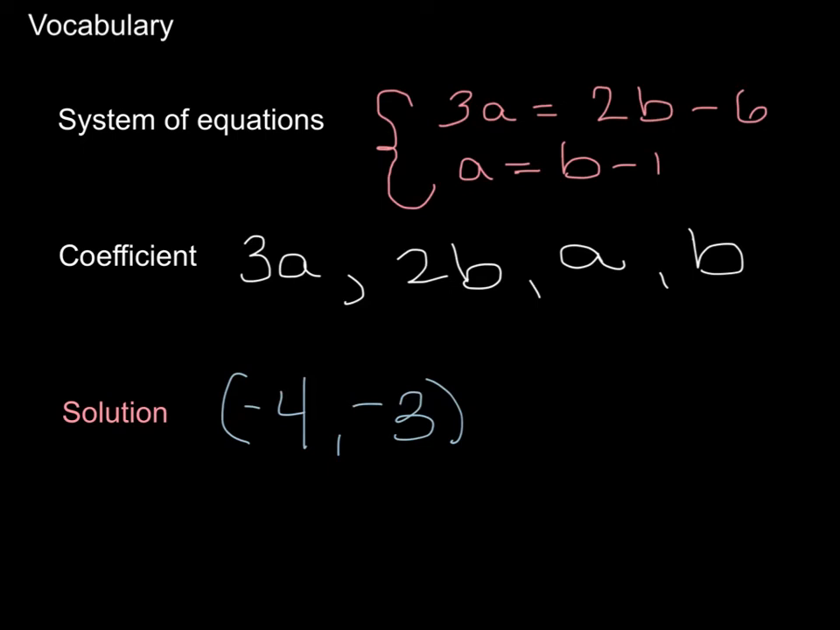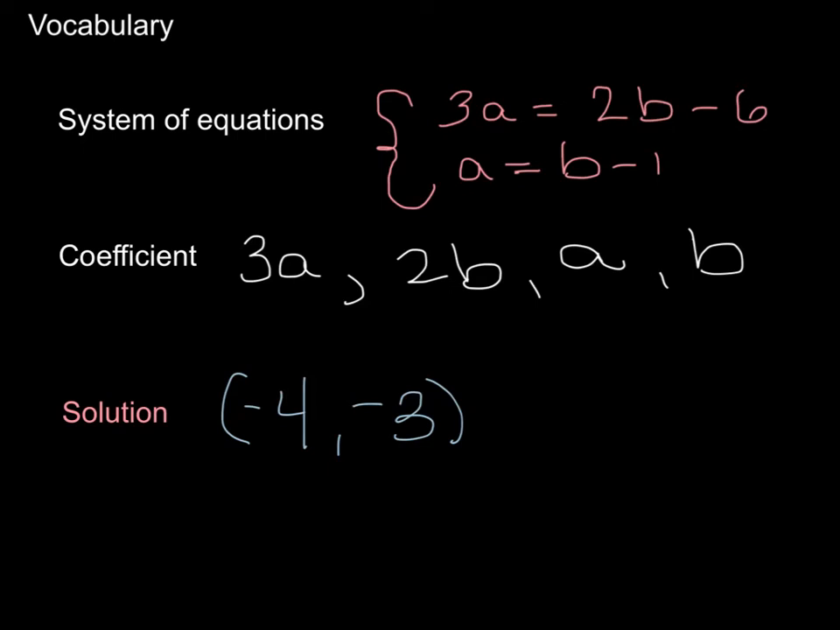The next thing that I need you to remember is this word coefficient. Coefficient means the number that's multiplied by a variable. So in these three expressions or terms, which I pulled from these equations here, I have a coefficient of 3, a coefficient of 2, a coefficient of 1 here, and also a coefficient of 1 here.